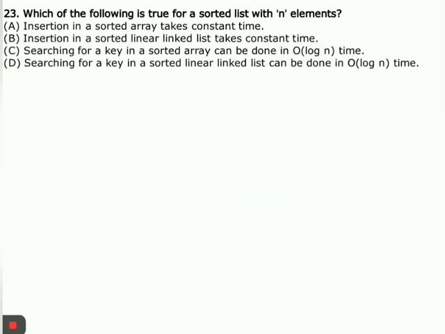Next question. Which of the following is true for a sorted list with n elements? Searching for a key in a sorted array can be done in big O of log n time using binary search, while a linked list takes big O of n using linear search. Binary search doesn't work on a linked list efficiently. So that's why option C is the correct answer.